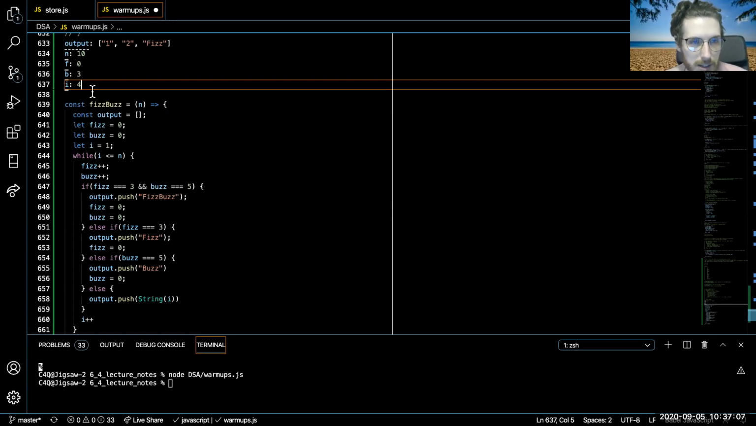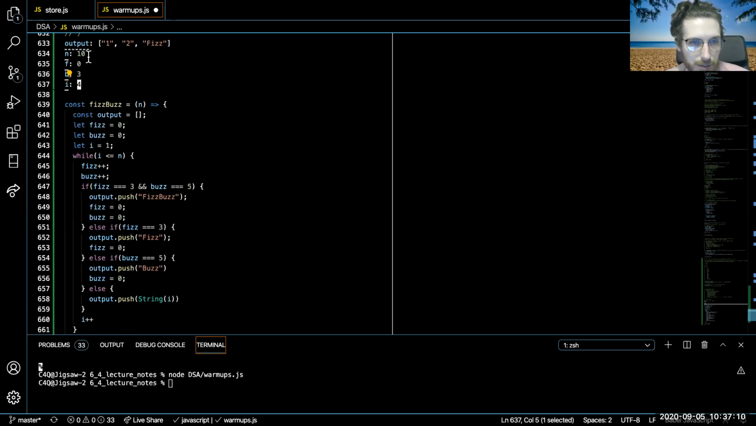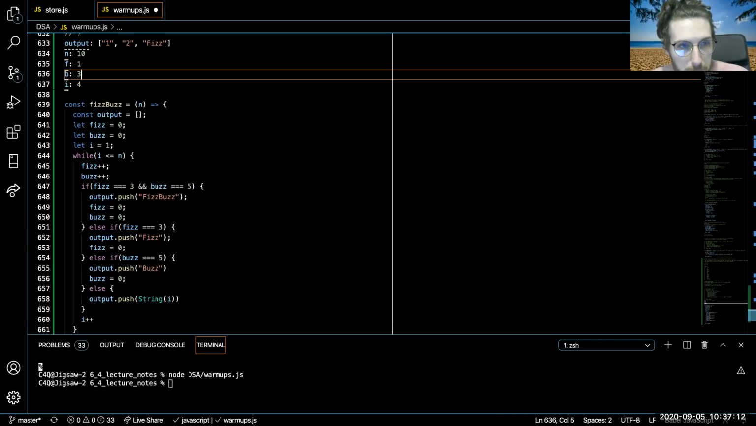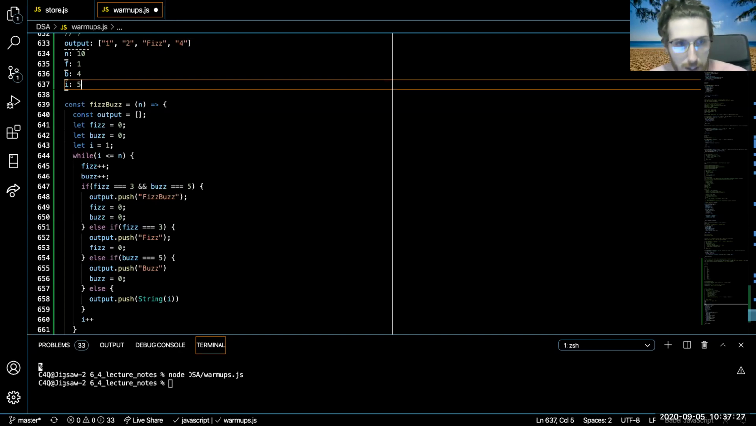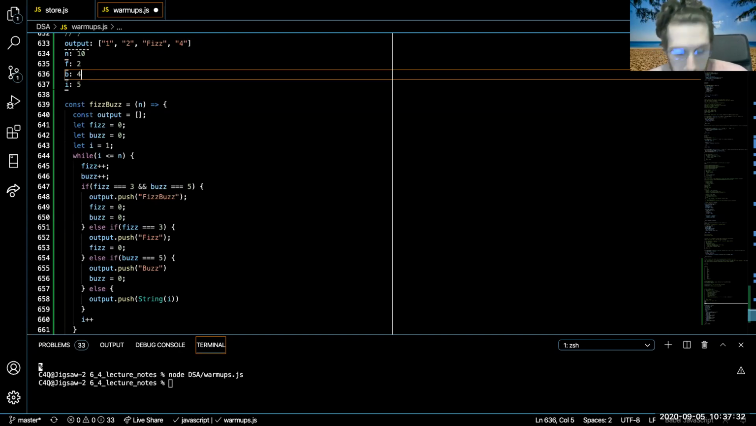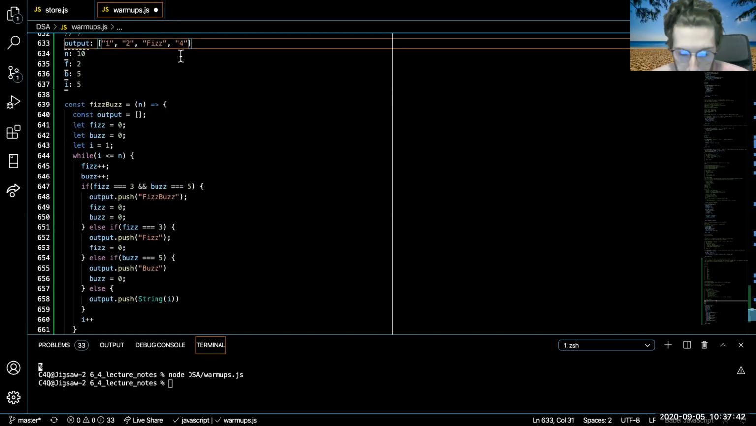Because now we're back into this loop. Our i is 4. Fizz gets incremented by 1, buzz gets incremented by 1. We're checking, are they both divisible? No. Fizz isn't 3, buzz isn't 5, so we're just going to push our 4 in there. i gets incremented, so i is now 5. Fizz and buzz both get incremented, so fizz now is 2, buzz now is 5. We're not going to hit our first if because fizz isn't equal to 3. And so eventually we see buzz is equal to 5, so we push in our buzz.